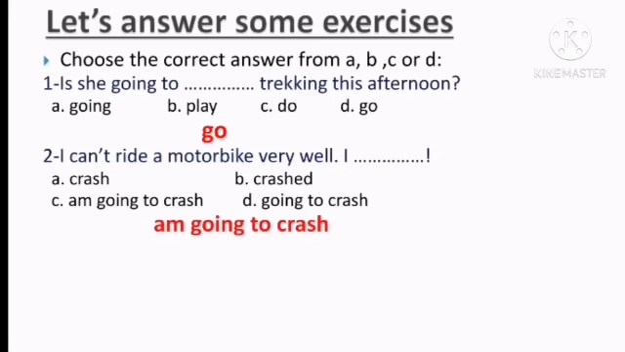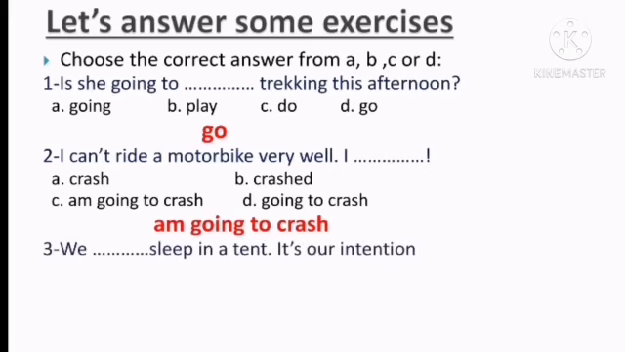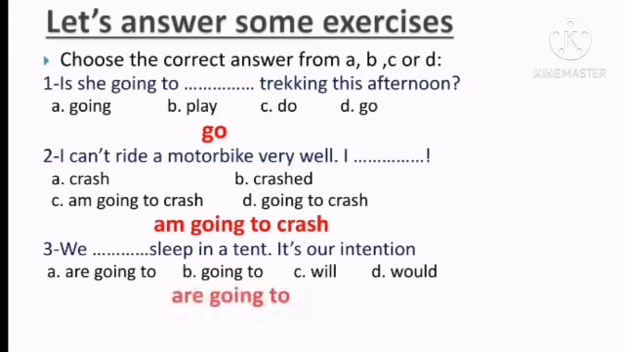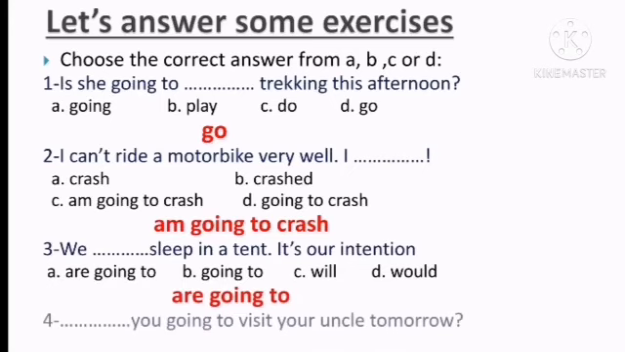Okay. Sentence number 3. We sleep in a tent. It's our intention. Is it are going to, will, or would? I can hear the answer. Yes, correct. Are going to. We are going to sleep in a tent. It's our intention. Sentence number 4. You going to visit your uncle tomorrow?